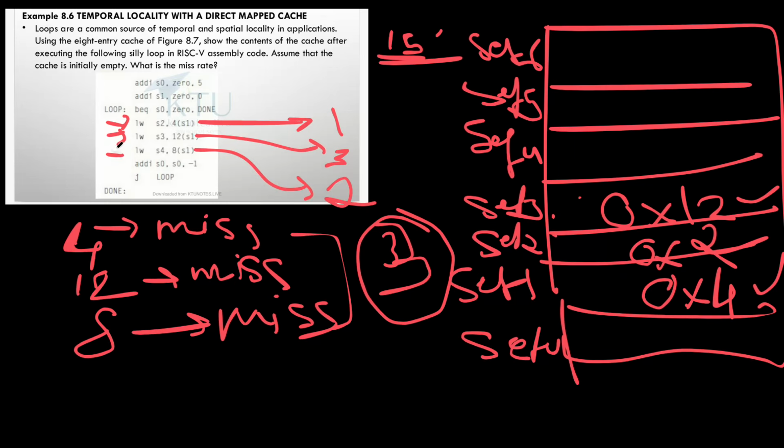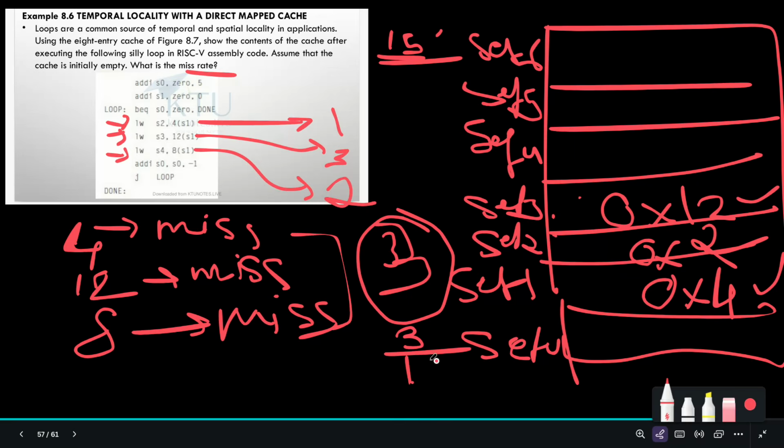So this data is already present in our cache. That means a cache hit would come. Here we have asked what the miss rate is. Miss rate would be what? The total number of misses is 3 divided by the total memory accesses, which is 15. 3 divided by 15 would give us our miss rate.